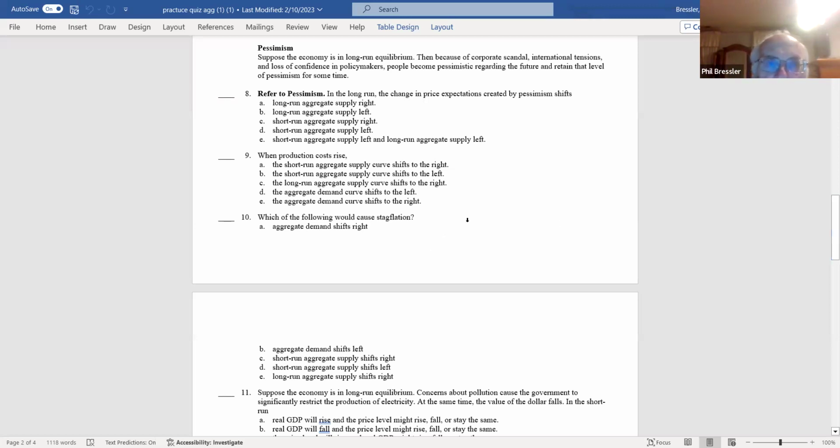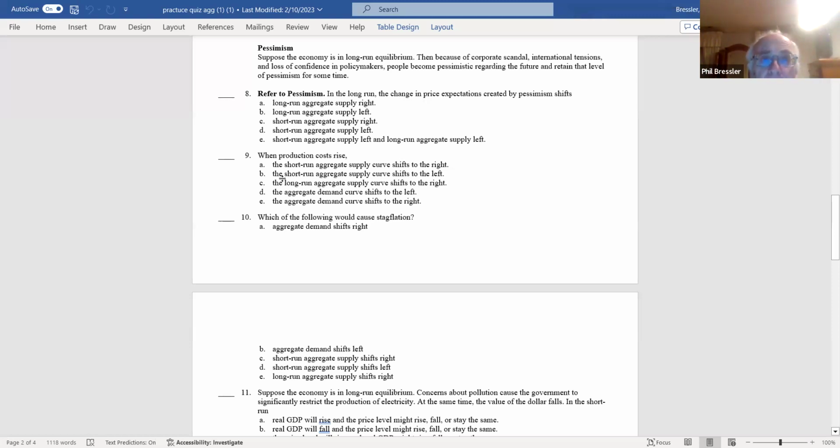All right, production cost. What are production costs? They're on the producer. They're resources. All right, production costs rise. So costs are higher, firms are making less money, therefore they want to supply less. Short run aggregate supply shifts to the left. Let's see, is there an answer? Yes, B as in broccoli.